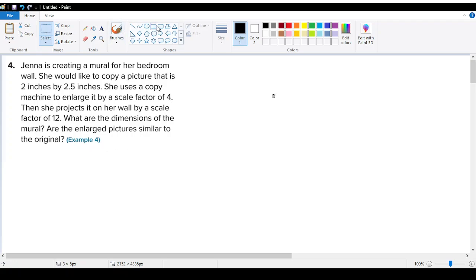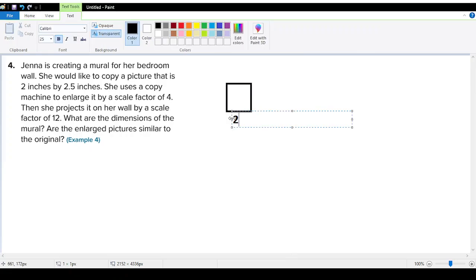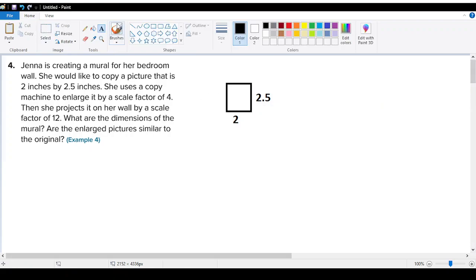So what are the dimensions of the mural, Shamsa? 2 inches by 2.5 inches. So here it's going to be 2, and here it's going to be 2.5. So it's a rectangular mural. Okay, she uses a copy machine to enlarge. How much? What's the scale factor, Shamsa? 4. Okay, so I will multiply these numbers with what?